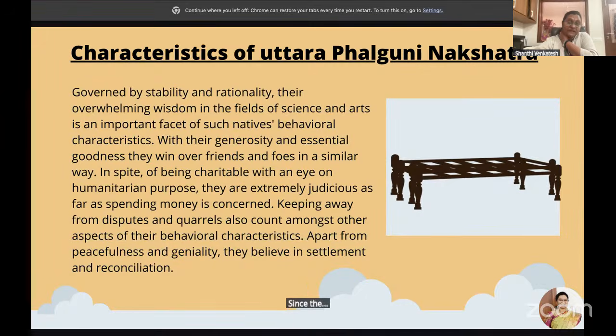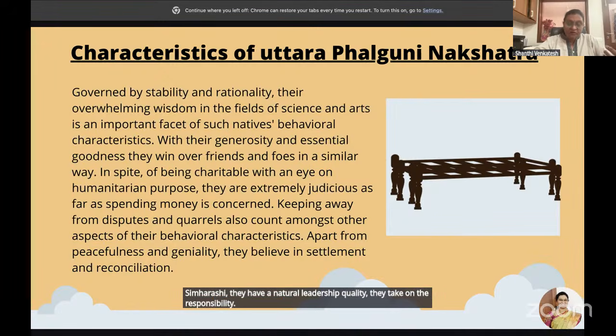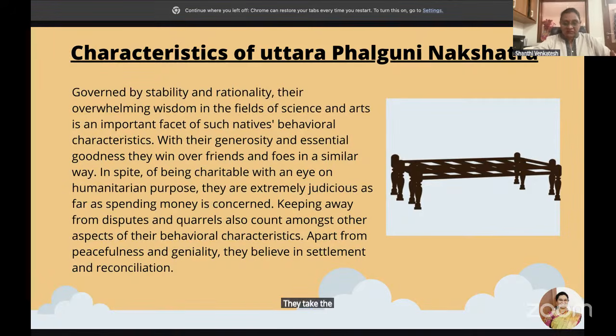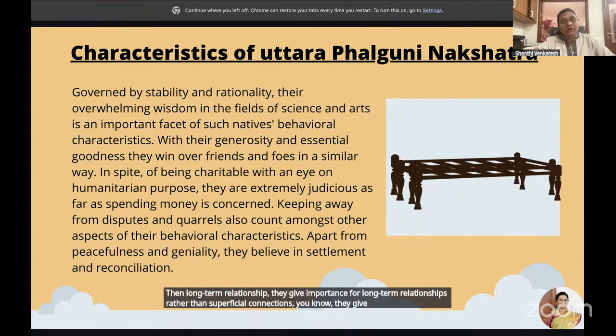Since the deity itself is a deity of kindness, people of this nakshatra give a lot of importance to friendship, and they have a good social network. Their inherent nature is that they like to help people. They have a strong sense of duty. Naturally, since this is also found in Simha Rashi, they have a natural leadership quality. They take charge of doing something. When something needs to be organized or managed, they take charge, and they give a lot of importance to friendship, very loyal. They give importance to long-term relationships rather than superficial connections.